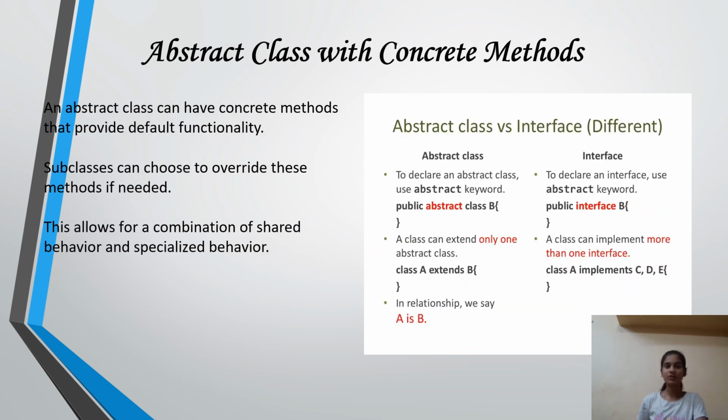Abstract classes with concrete methods. An abstract class can contain concrete methods that provide default functionality. Subclasses can choose to override these methods if needed. This allows for a combination of shared behavior and specialized behavior.